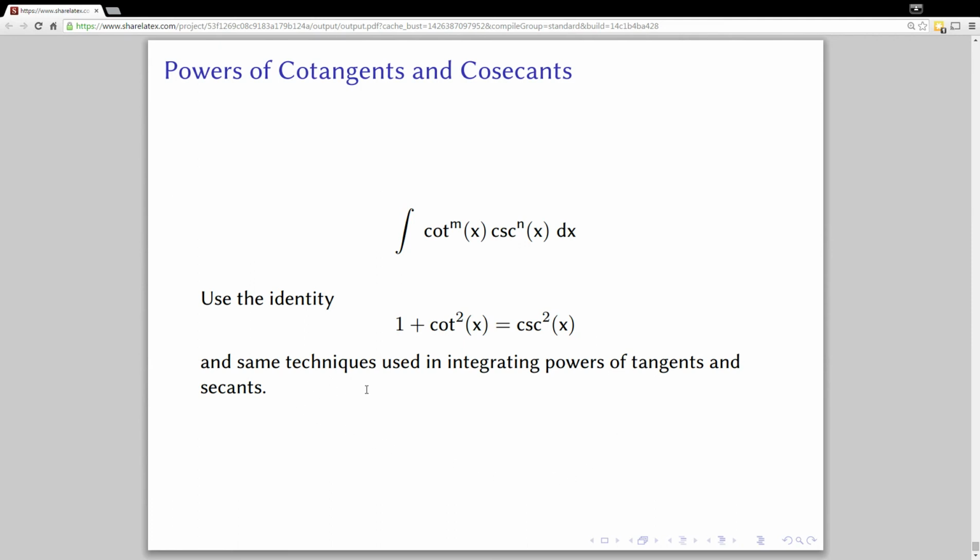And basically the same techniques that we used in integrating powers of tangents and secants will work with powers of cotangents and cosecants. So all of those techniques that we used will work for cotangent and cosecant. The only real difference is that with cotangent and cosecant you have those annoying minus signs in their derivatives, but basically everything else is the same as secant and tangent. And so that about wraps everything up for section 7.2.